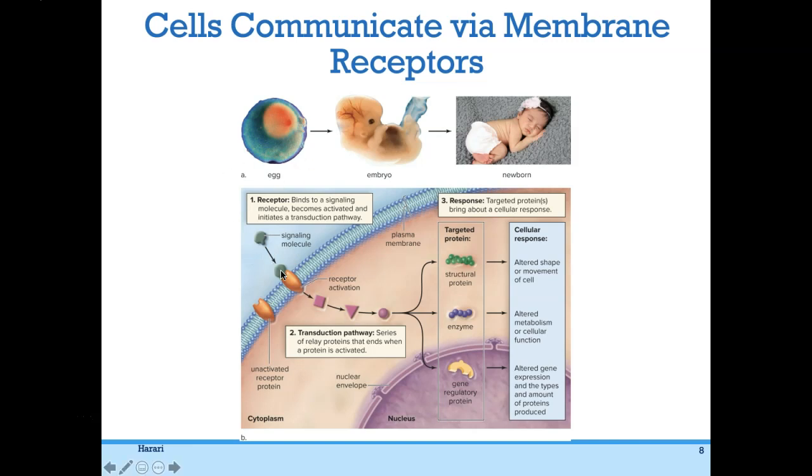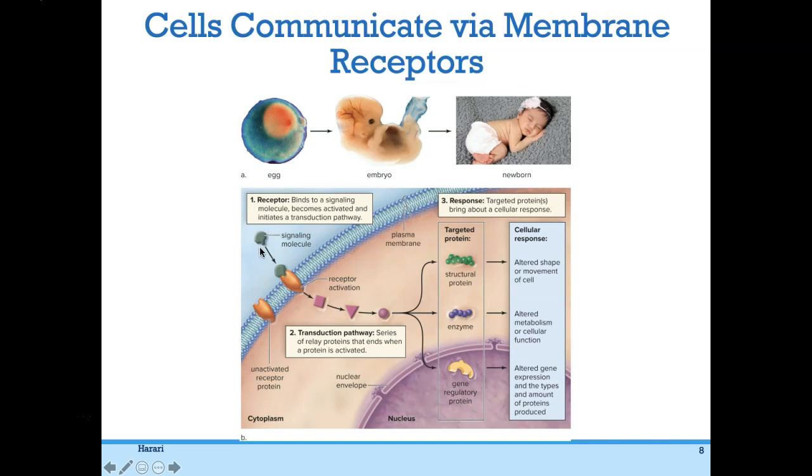The first step is that a receptor protein on the membrane binds to a signaling molecule. That would activate this receptor, just like a lock and key. So this gets activated. And then on the inside of the cell, there's what's called a signal transduction pathway. It's a series of one protein activating another, and finally there's some kind of response inside of the cell. So there's a target protein that will bring about a change inside the cell in direct response to whatever this signaling molecule is.